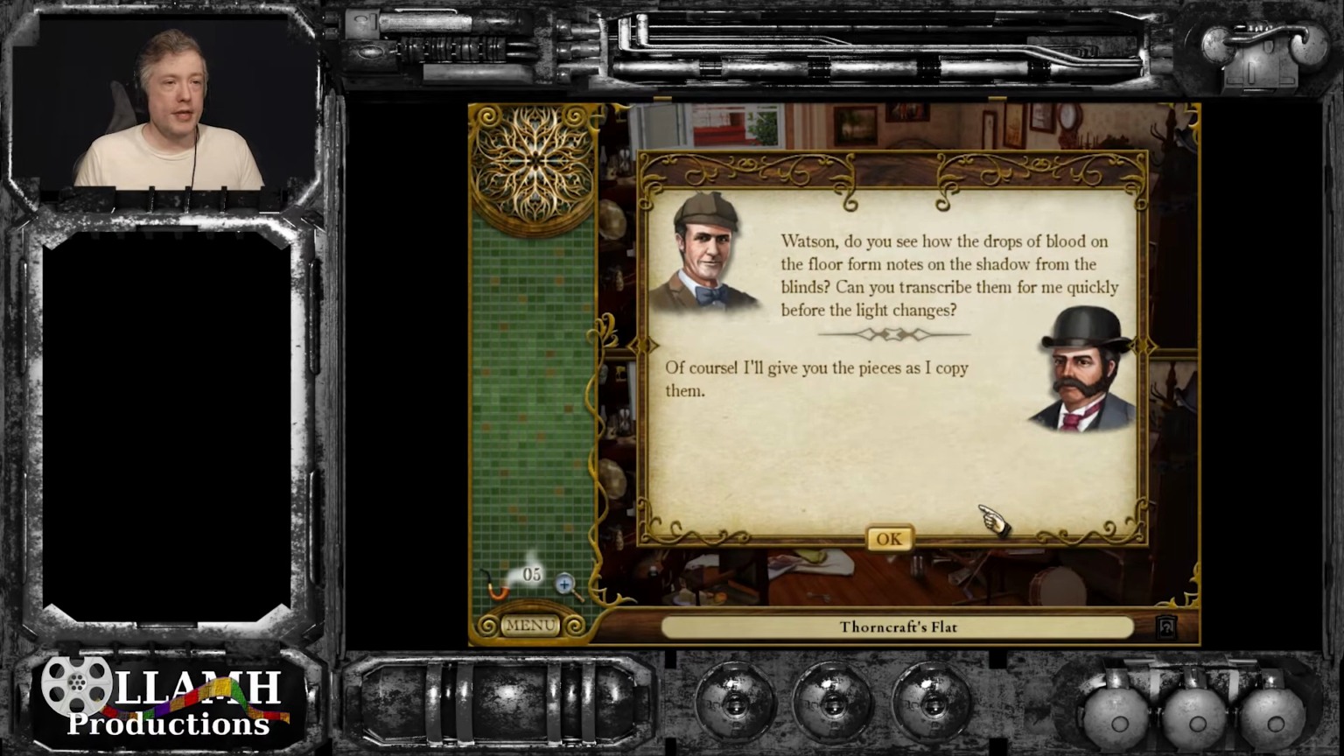Watson, you see how the drops of blood on the floor form notes on the shadow from the blinds. Can you transcribe them for me quickly before the light changes? Of course. I'll give you the pieces as I copy them.